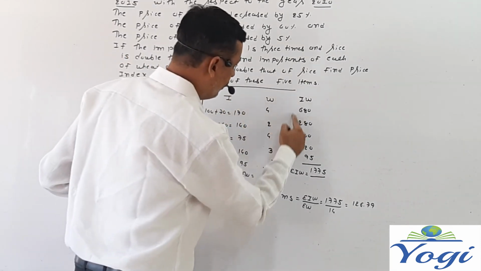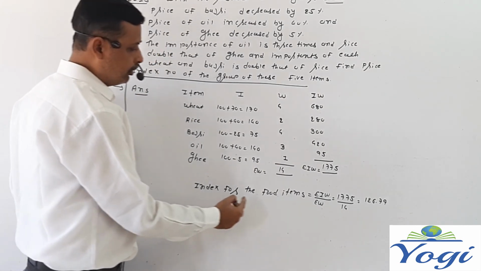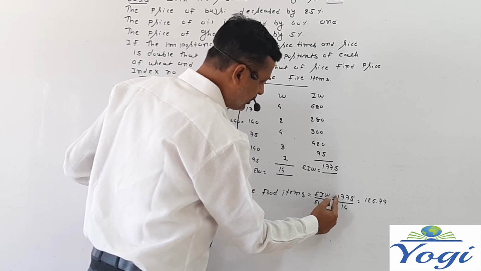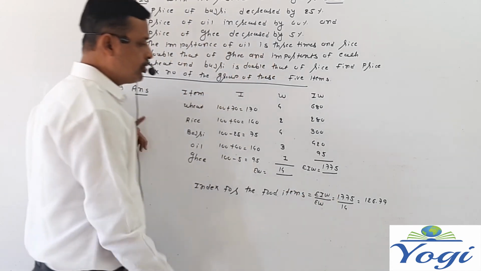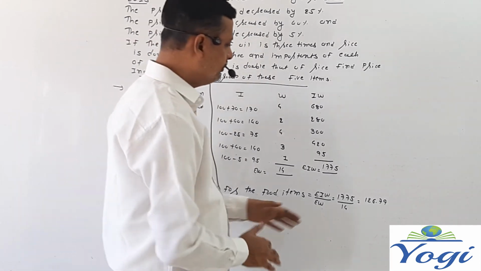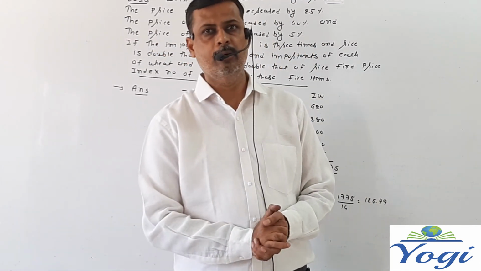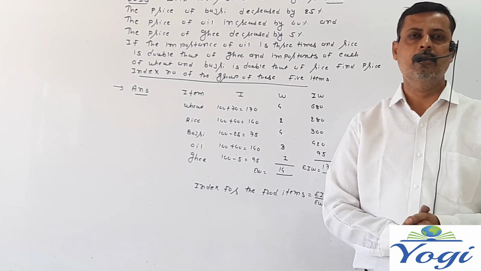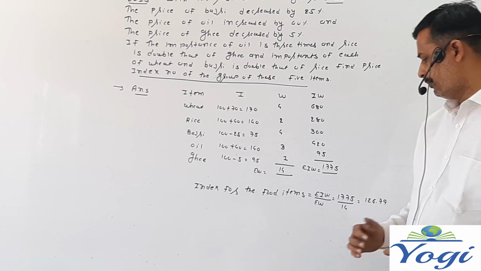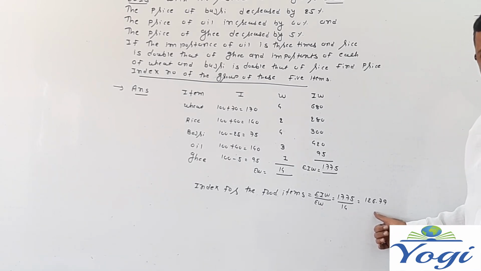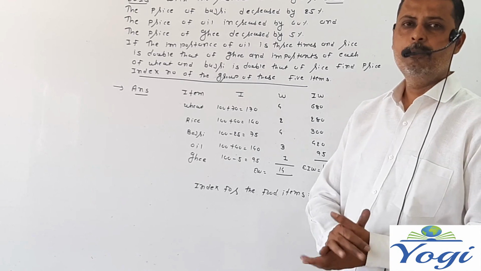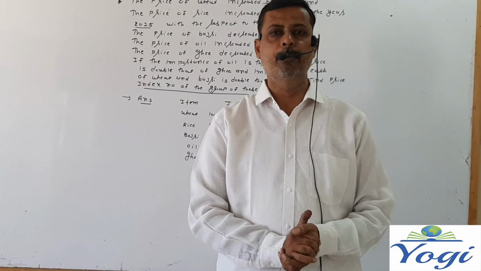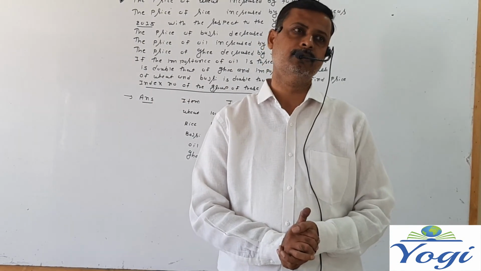Then I into W, IW. Index for the food items is sigma IW upon sigma W, 1775 upon 14. So 126.79. Now here we can say that the increase in the prices in the year 2015 is 126.79 minus 100, that is 26.79, compared to the base year 2010.